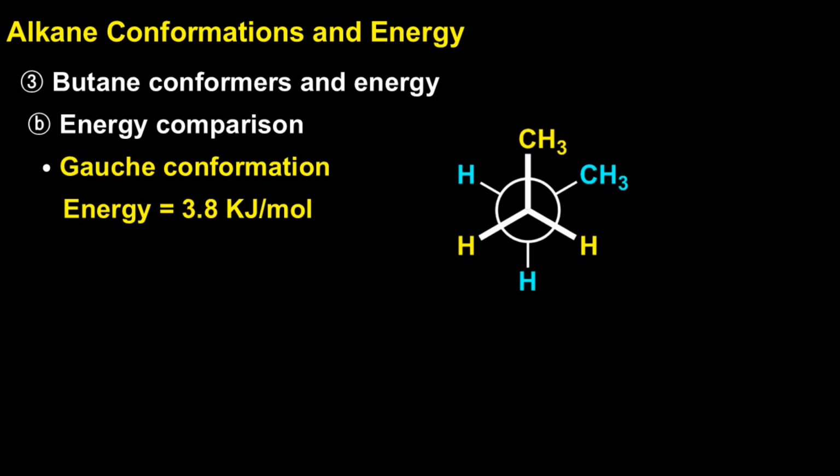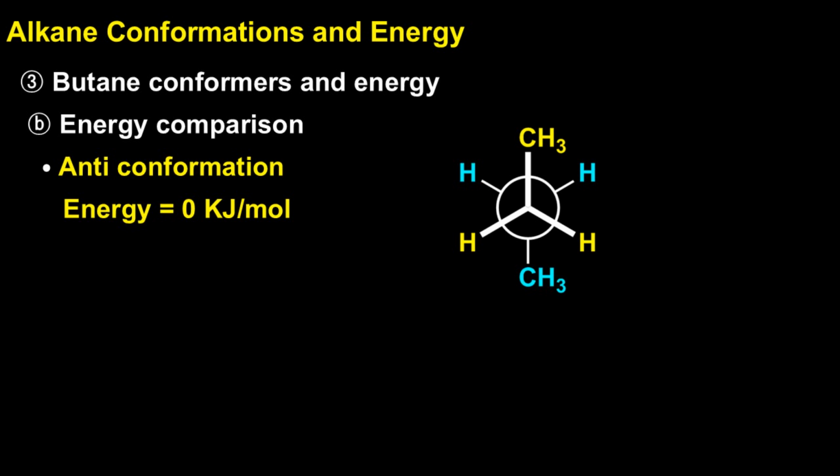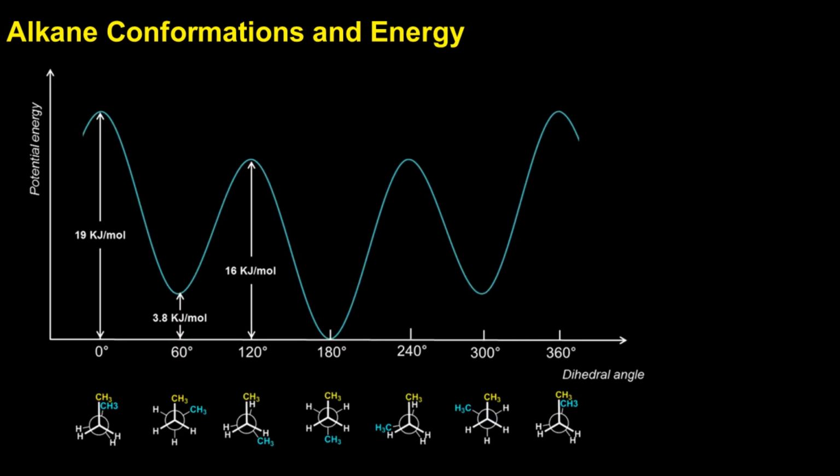The gauche conformation has an energy of about 3.8 kilojoules per mole, and that comes from the mild steric strain between the two staggered methyl groups that are still pretty close to each other. Finally, the anti conformation has the lowest energy, sitting at 0 kilojoules per mole, because it completely eliminates steric strain by keeping the two methyl groups as far apart as possible.